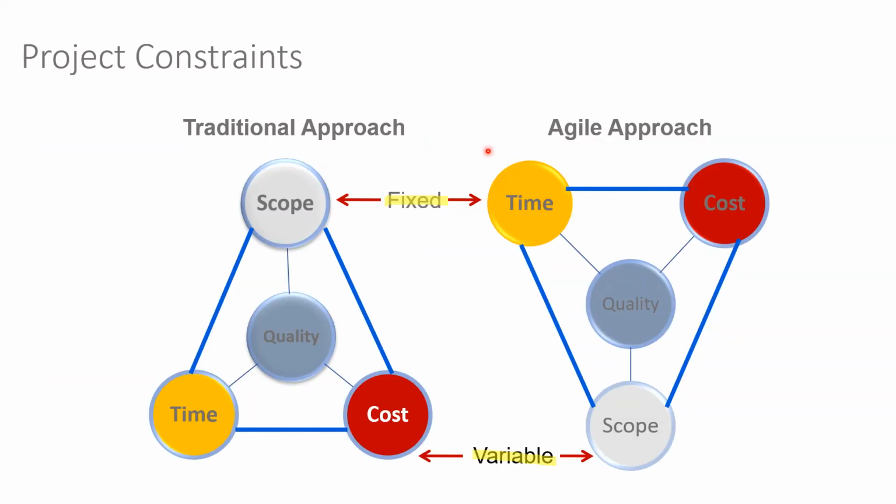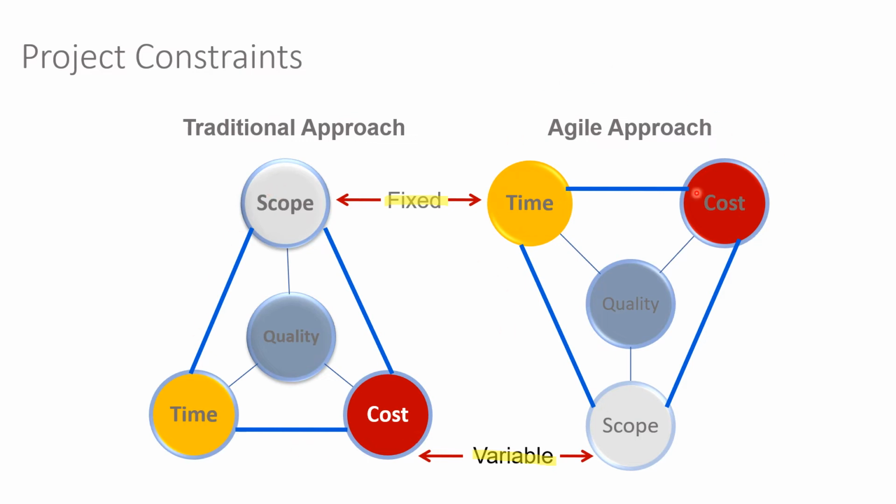Another important difference between the traditional approach and the agile approach is the project constraints. In the traditional approach, if you look at PMI, there's a triple constraint: cost, time, and scope are the triple constraints for any project management. In the traditional approach, we keep scope fixed. That means I'm going to deliver this particular module, so the scope is fixed for the customer. The time and cost are varied. You can vary the resources, you can vary the schedule. This is how the traditional approach works.